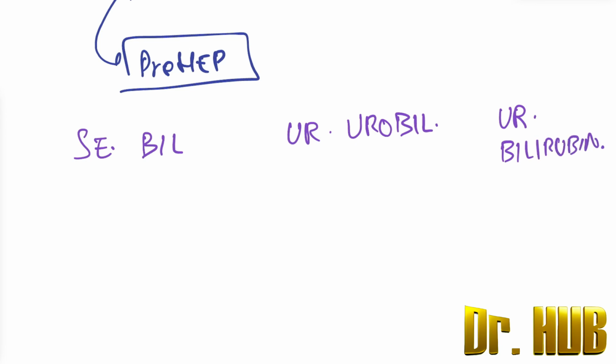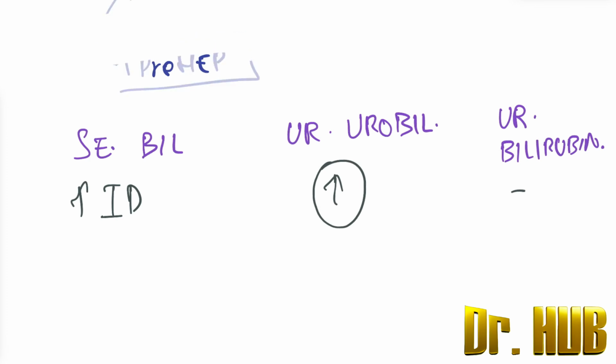Now let's break it down. Under the pre-hepatic, the serum bilirubin will be increased. So indirect will be increased and the urobilinogen will be increased. This is in serum, this is pre-hepatic. And now we move on to the hepatic. So let's write it down. So this is pre-hepatic.